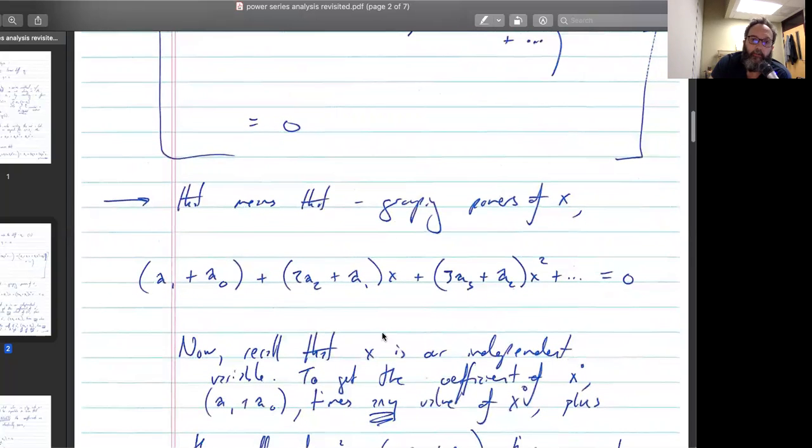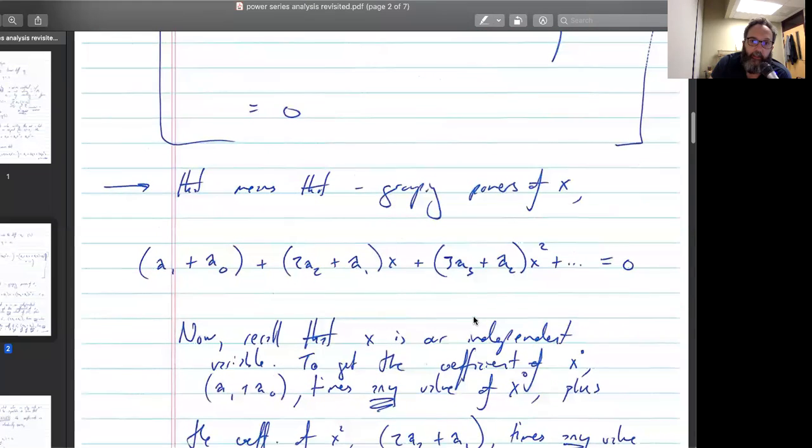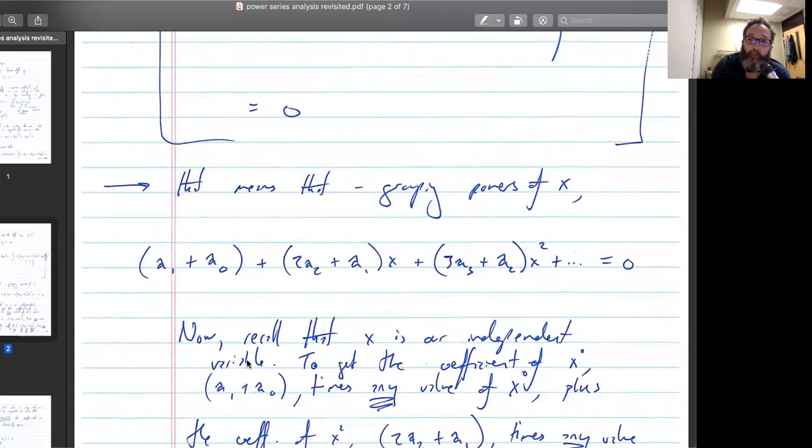Okay. x here is our independent variable, which means it's tunable. You can set it to whatever value you want, and you should be able to get a value y of x. y of x is a function, so it turns x's into y of x's. So whatever we choose x to be, we should be able to generate a y.